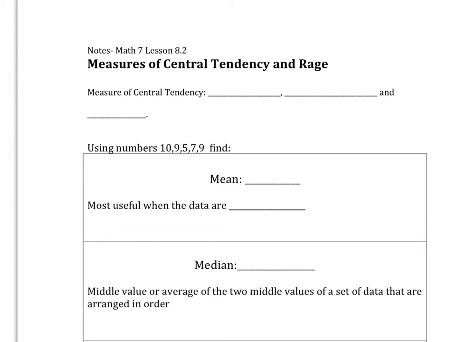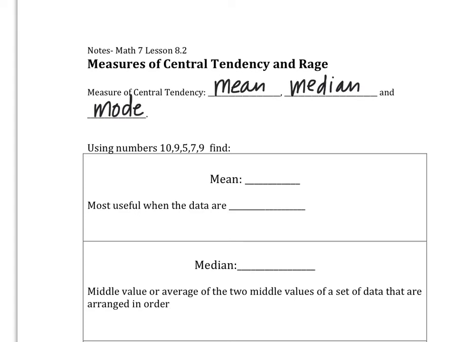Math 7, Lesson 8.2, Measures of Central Tendency and Range. Measures of central tendencies are the mean, the median, and the mode. These are vocabulary words that we'll go over.